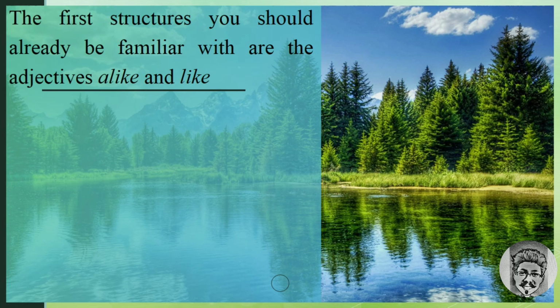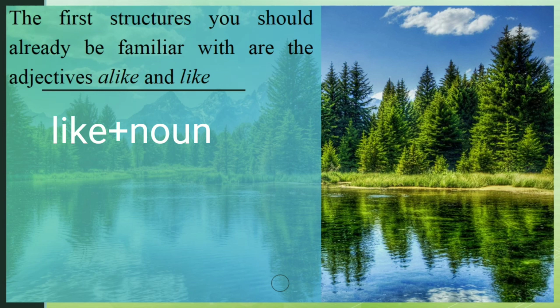The first structures that we should already be familiar with are alike and like. Both of them are actually adjectives, but they are also different in terms of how we use them in the sentence. Like, as an adjective, is always followed by a noun. Meanwhile, alike is always put after to be: is, am, are, was, were, and been. That is the basic concept.